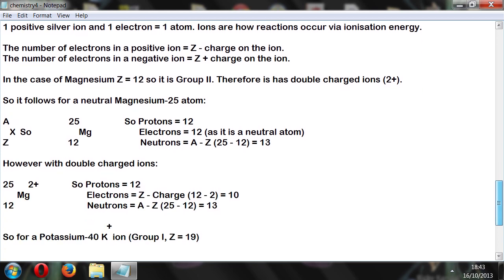But if we've got a doubly charged ion, protons are still 12 and neutrons are still 13. But for the electrons, we have to use the new equation. We get the number of electrons in a neutral atom, which is again 12. This time, because we've got a positive ion, we subtract the charge to get 10. So we've got 12 protons, 10 electrons and 13 neutrons. We've got fewer electrons than with a neutral magnesium-25 atom.